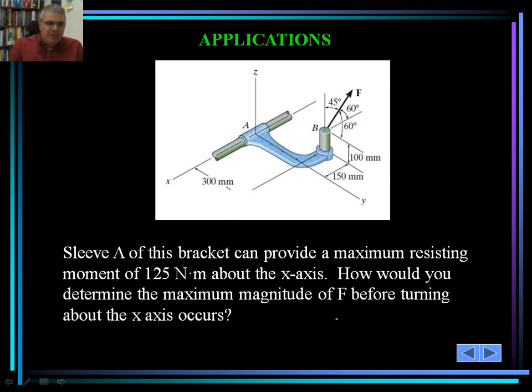Another application: a sleeve of this bracket can provide a maximum resisting moment of 125 Newton meters about the x-axis shown here. This is the x-axis that goes through point A. So how would you determine the maximum magnitude of F before turning about the x-axis occurs? Again, it's going to help us design the sleeve and the bracket itself properly.